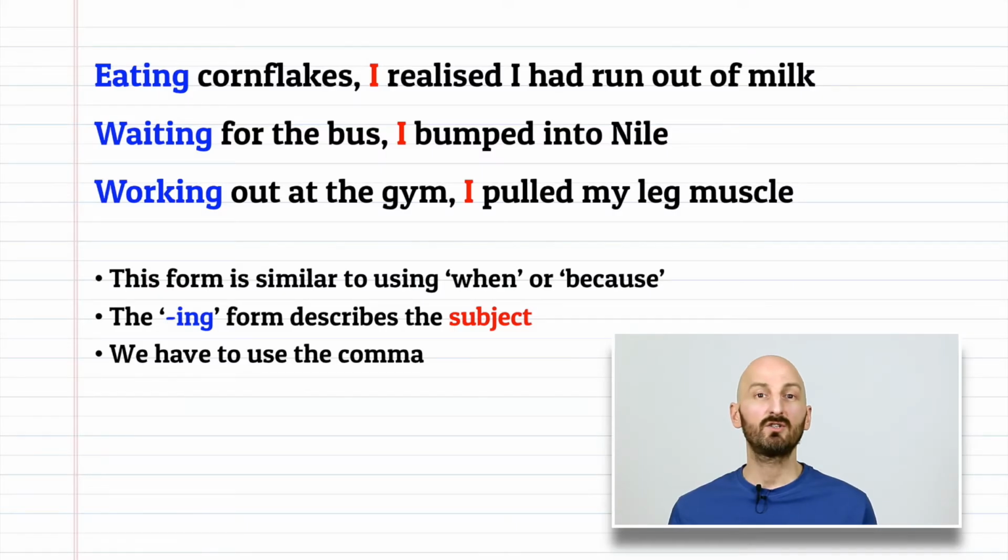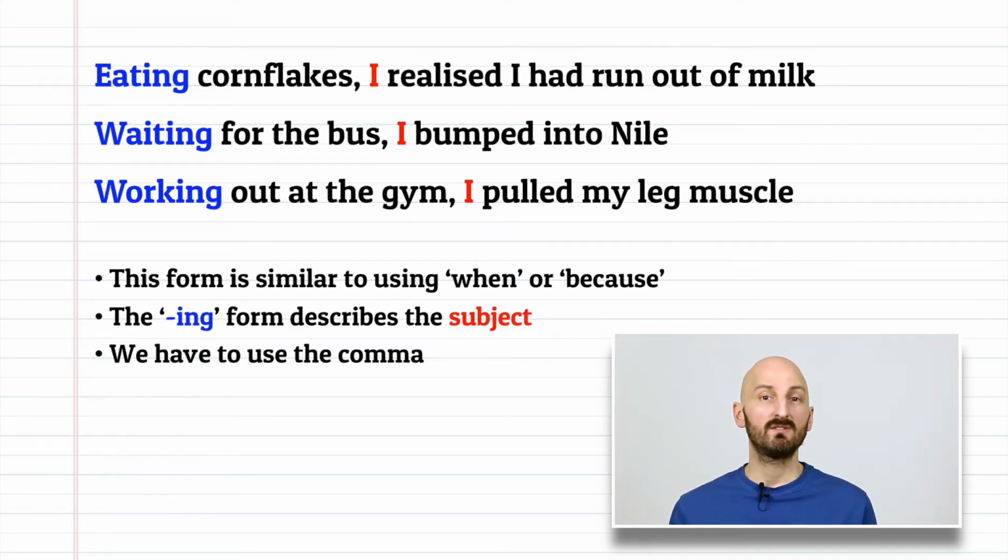Okay, so we can make longer sentences and add information using the -ing and past participle forms. But what else can we do? Eating cornflakes, I realized I had run out of milk. This sentence is different from the other -ing form because we have a comma and a subject. This means the -ing form describes the subject "I." It's a way of saying "when" or "because." The first part is the cause and the second part is the result.